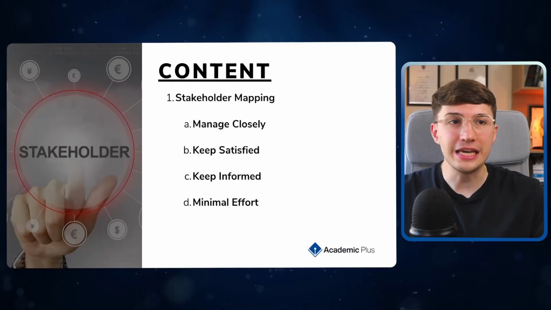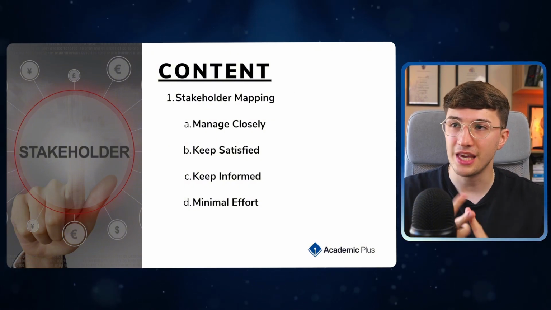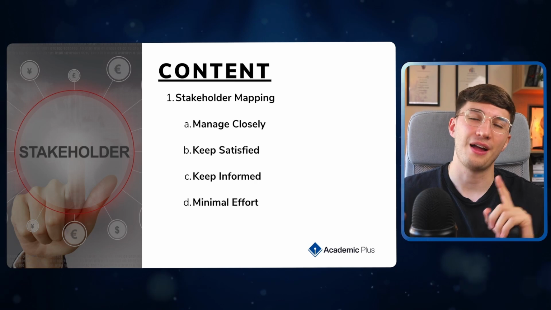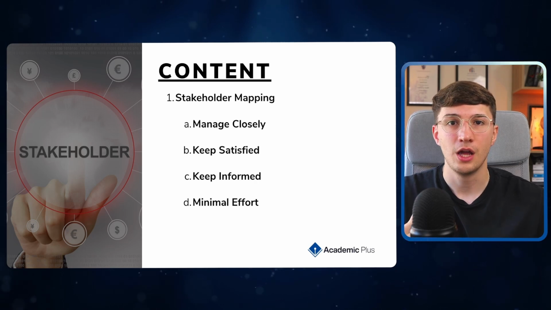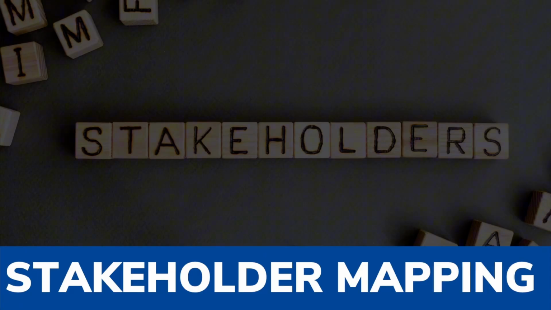Today what we are going to do is have a look at our stakeholder mapping, and we'll break down each of the sections of our stakeholder map, which is manage closely, keep satisfied, keep informed, and finally our minimal effort. But to start off with, let's understand what we mean by a stakeholder map.